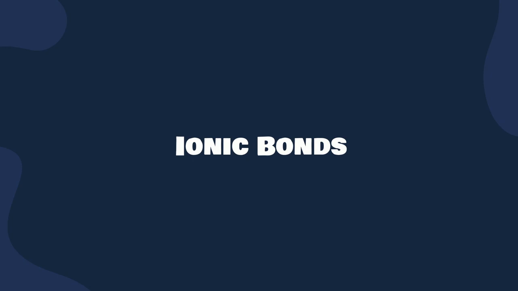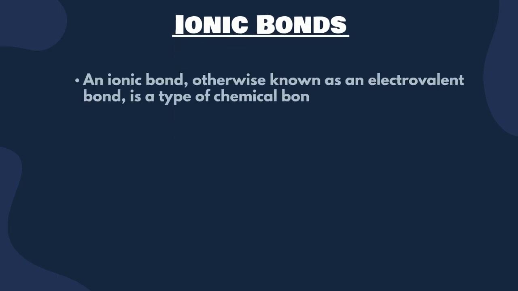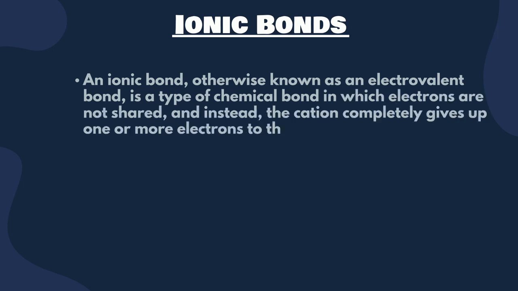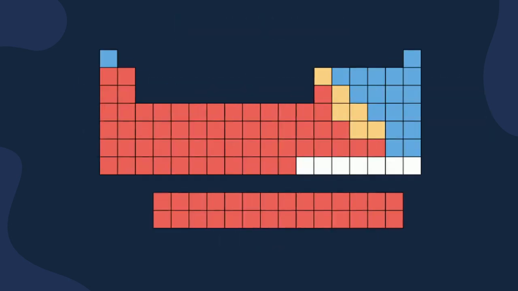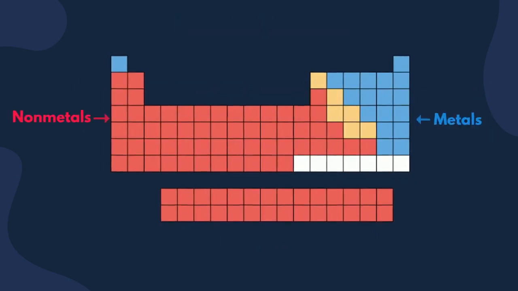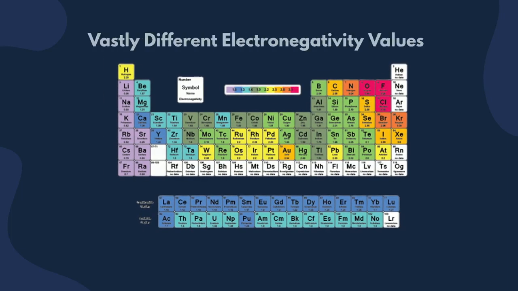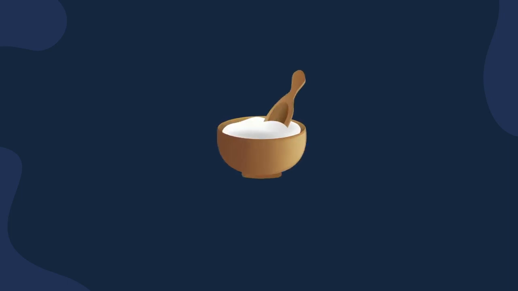Let's discuss ionic bonds first. An ionic bond, otherwise known as an electrovalent bond, is a type of chemical bond in which electrons are not shared, and instead the cation completely gives up one or more electrons to the anion. As a result, this forms an ionic solid, which is held together by strong electrostatic attractions between the ions within a lattice structure. Ionic bonds often occur between metals and nonmetals, and the ions within them typically have vastly different electronegativity values. A prime example of an ionic solid is sodium chloride, which is commonly known as table salt.